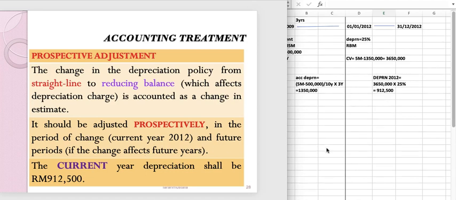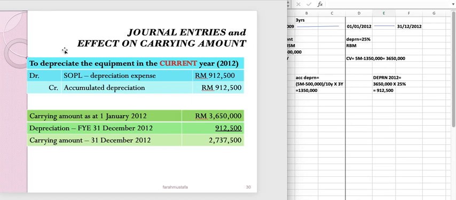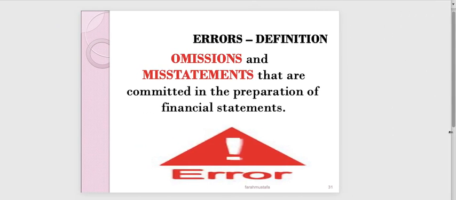So in the future, in next year, the same rate will be applied to the equipment. Okay, and then you have to mention the current year depreciation shall be 912,500. So this is the calculation, and this is how you show the journal entry and the presentation of the carrying amount in the SOFP if required by the question. So the depreciation of 912,500 is a debit to SOPL, credit accumulated depreciation. Next we go to errors.